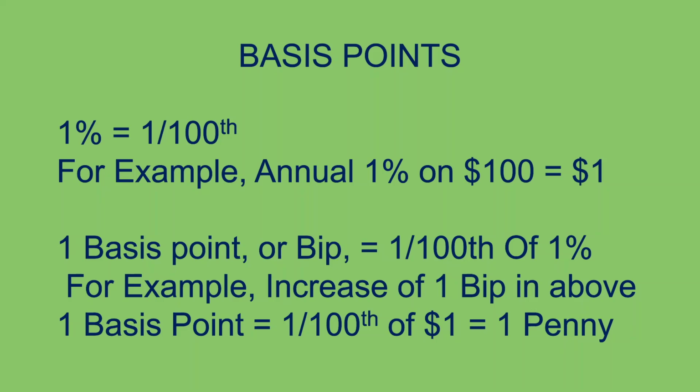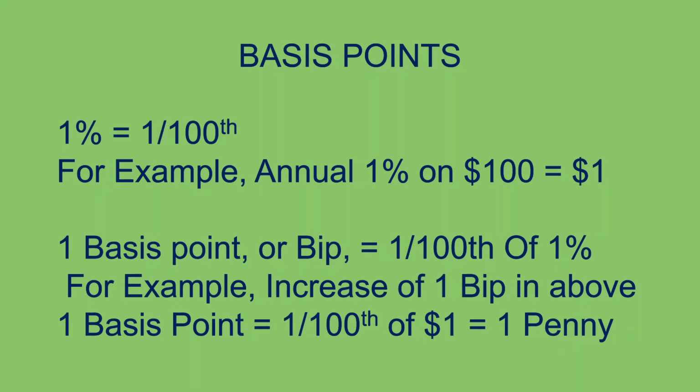Now, we're all used to percentages. 1% is equal to 1/100th. So if you've got 50%, it's 50 100ths, or half. As far as interest rates, we can say, for example, that an annual 1% interest rate on $100 would give us $1 a year. Simple enough.